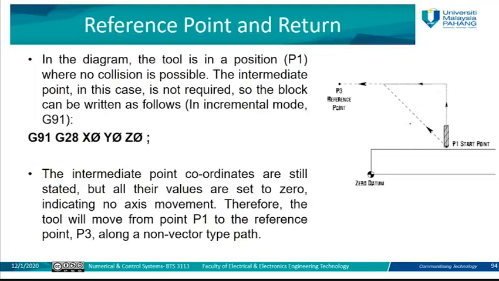This is clearer to see: this is the start point, and here we go to the reference point. If there is no workpiece here, that means our object is here. You can see the workpiece is down, so the start point can go directly to this point. In this case, we don't need to define any intermediate point. So G28, X0, Y0, Z0. It will go directly to the reference point without any intermediate point. Why? Because no collision will happen if we move from B1 to B3. Any question?